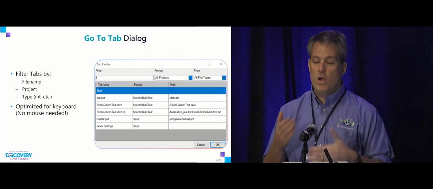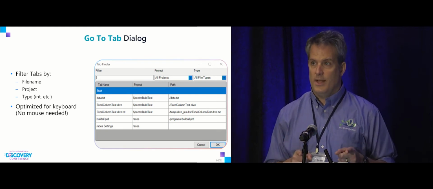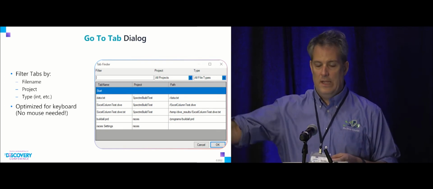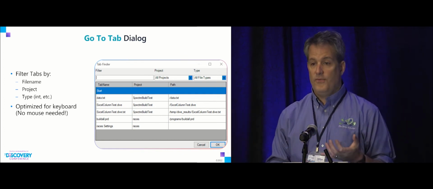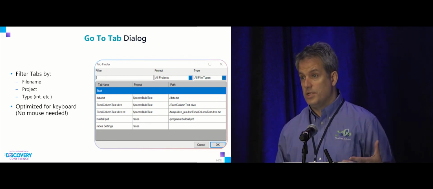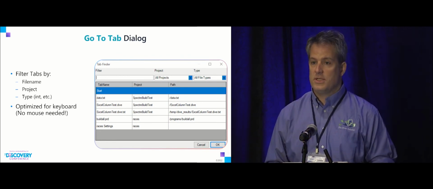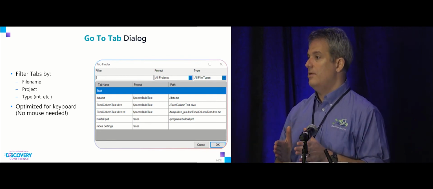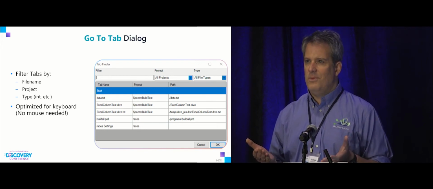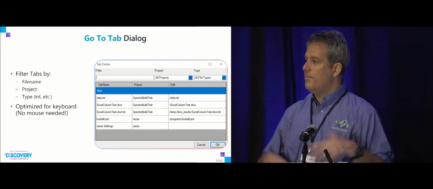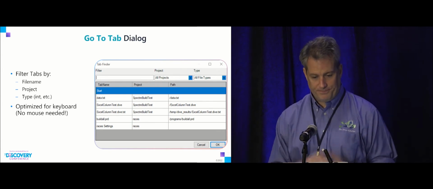So the new Go To tab dialog is designed so you don't have to reach for the mouse. You can do it entirely from the keyboard while you're still working along. It lets you filter by project. It shows you the project for each thing. As soon as you start typing, it starts filtering that list down. So if you know, okay, I want something with ED in the name, but I can't remember exactly what, you start typing, you find it very quickly.